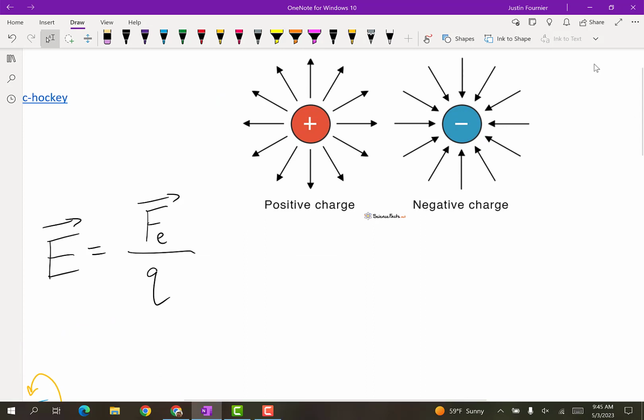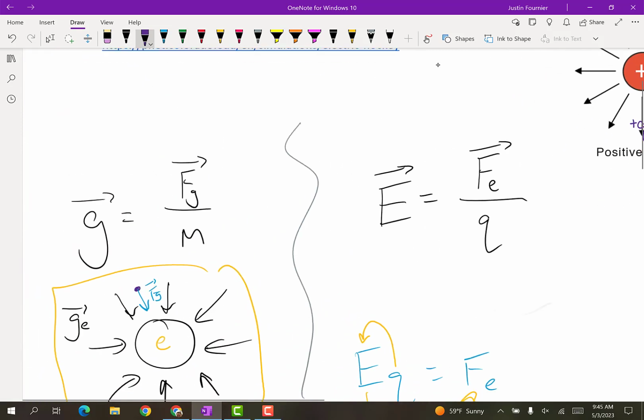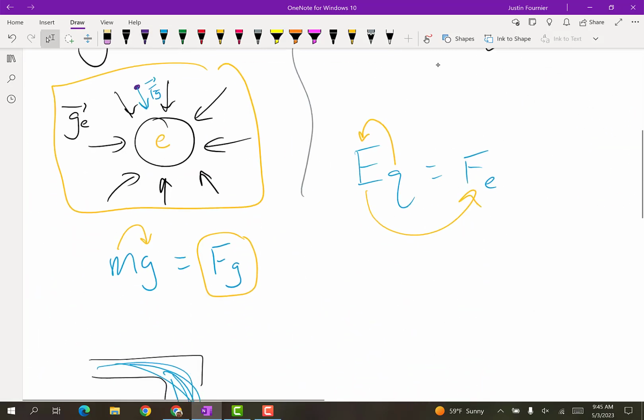So once again, if you just ignore this charge right here. If you have a positive charge like this, it's going to create a field, but it's not until another charge shows up to interact with that field that you get a force. If that's a positive charge right here, it's going to produce a force that goes like this, and it interacts with the field, and there you go. So hopefully you can see those definitions are the same.